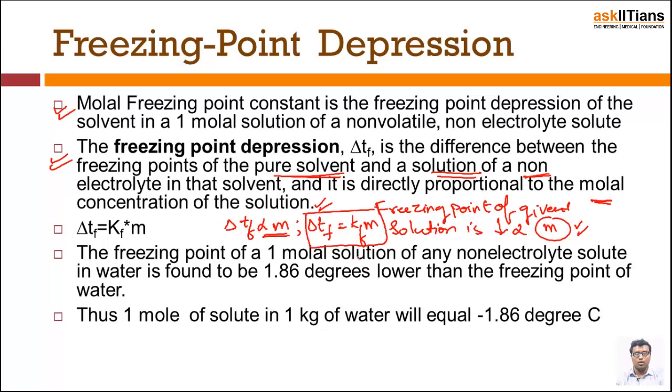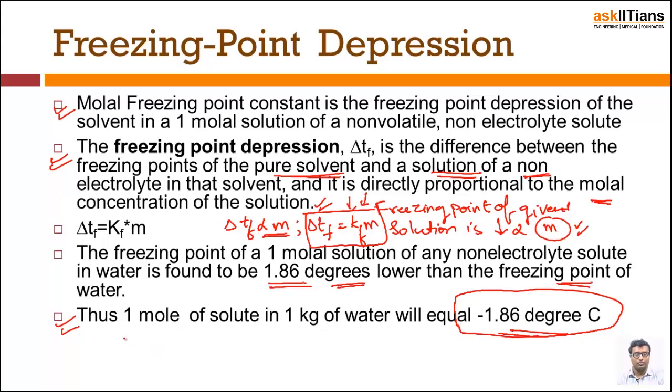The freezing point of a 1 molar solution of a non-electrolyte solute is found to be 1.86 degrees lower than the freezing point of water. So thus 1 mole of solute in 1 kg of solvent will give a depression of 1.86 degrees centigrade.